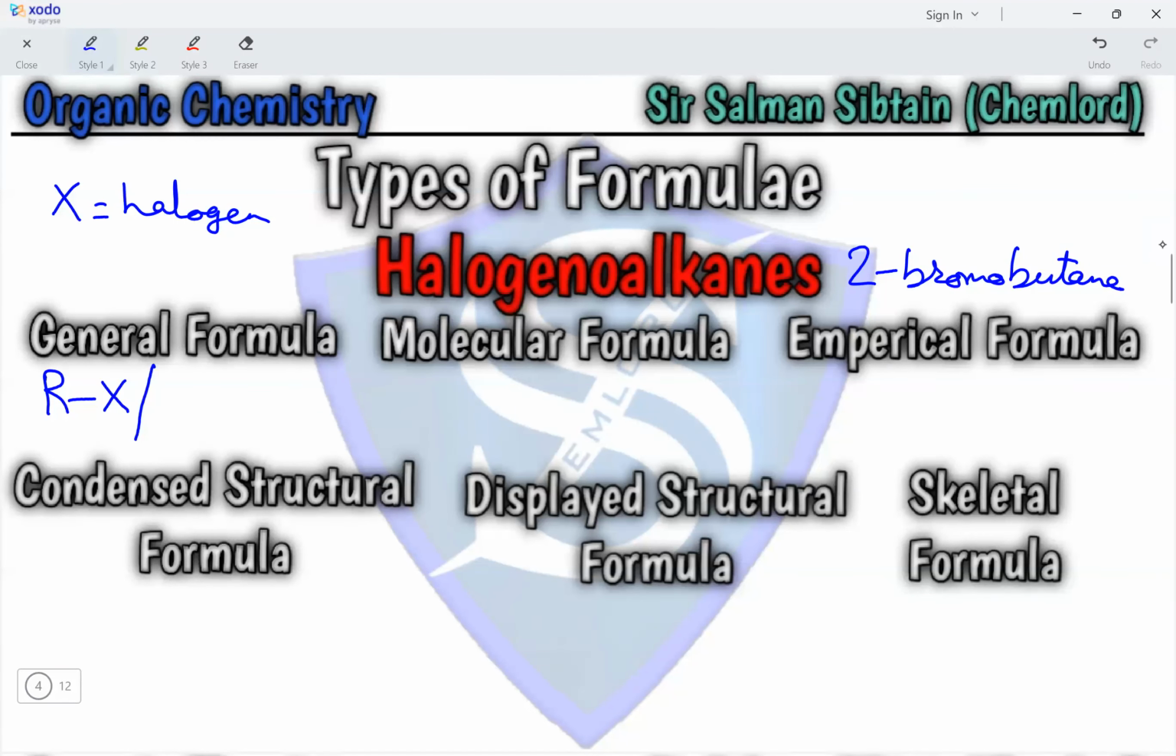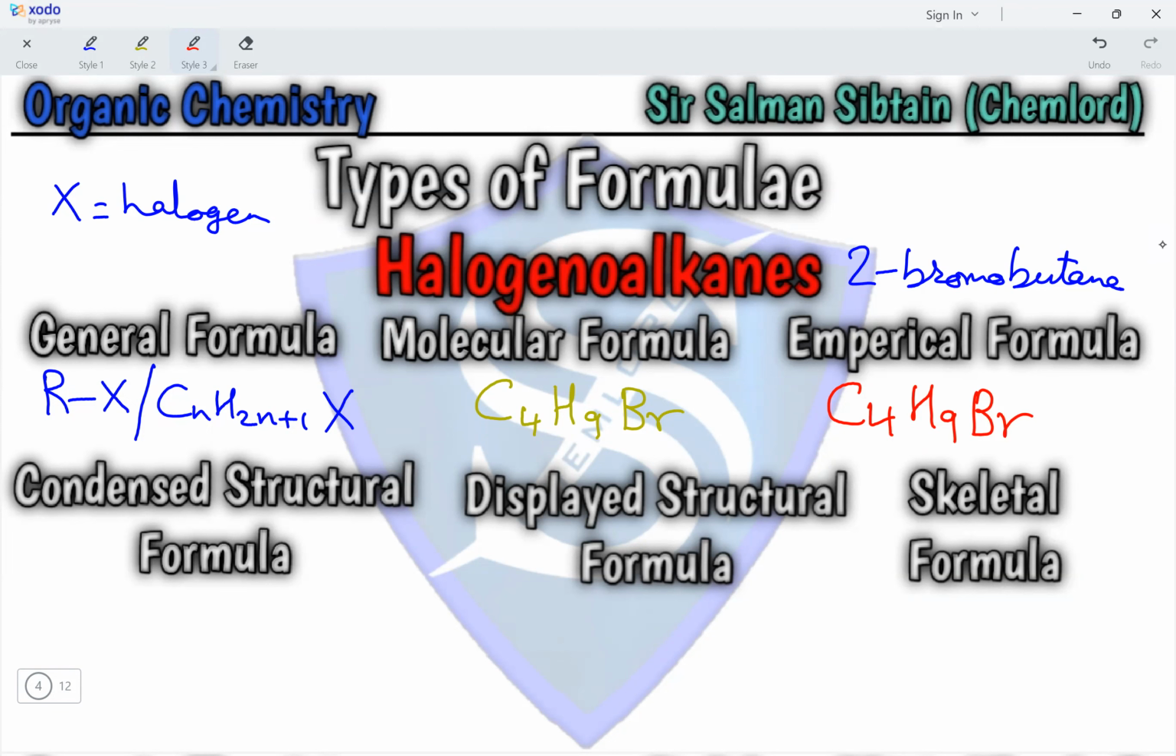And the general formula for halogenoalkanes in terms of the elements present is CnH2n+1X. The molecular formula of 2-bromobutane would be C4, then we would have 2n plus 1. So 4 2s are 8 plus 1, 9. H9 and then X here stands for bromo, which is bromine, so Br. Now, since there is just a single bromine atom present in this compound, the empirical formula cannot be simplified from the molecular formula and will be the same. So the empirical formula of the halogenoalkane would be C4H9Br.